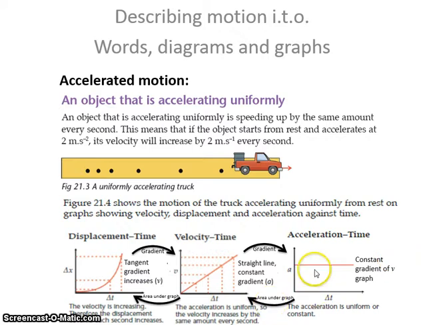And if you work backwards, the area under the acceleration time graph will give you the change in velocity, whereas the area under the velocity time graph will give you the displacement.